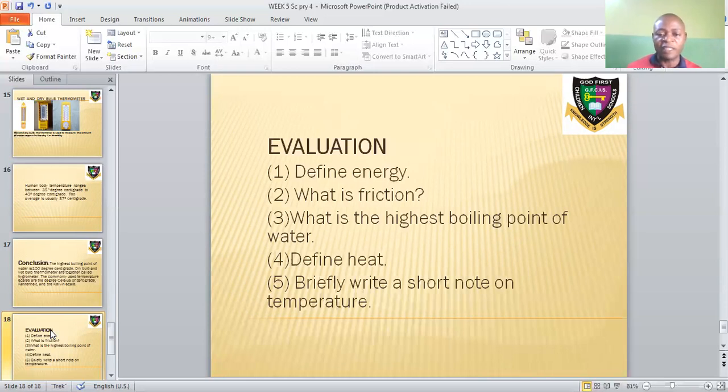Let me go over it again. Number one, define energy. Number two, what is friction? Number three, what is the highest boiling point of water? Number four, define heat. Number five, briefly write a short note on temperature.